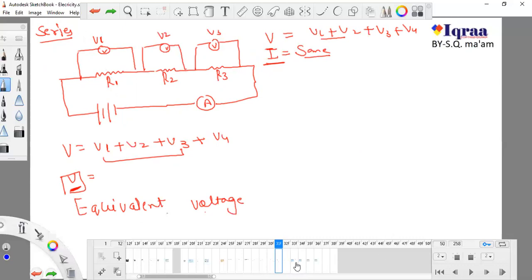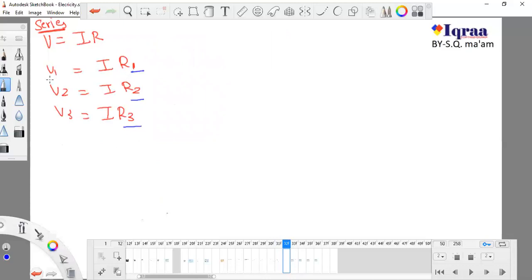We know this. So the same thing we are writing in our formula, that for V1, that is IR1. One thing which is common, you can see that there is no I1, I2 or I3, because we are doing this for series. Next, I have to identify the value of resistance. So I'm writing, I have to identify R. So that is IR1, IR2 and IR3.